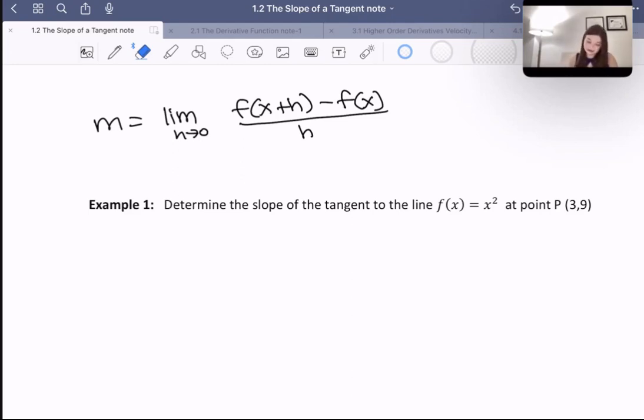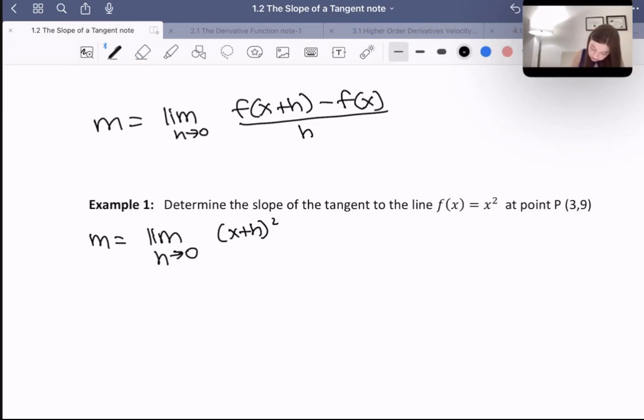So let's do it. The slope is equal to the limit as h approaches 0 of, let's see, f of x plus h becomes (x plus h) squared, because what does this function do? This function takes whatever the input is, which is whatever's in the brackets, and it squares it, right? So in this case f of x plus h is our input, and we're squaring that input, right?